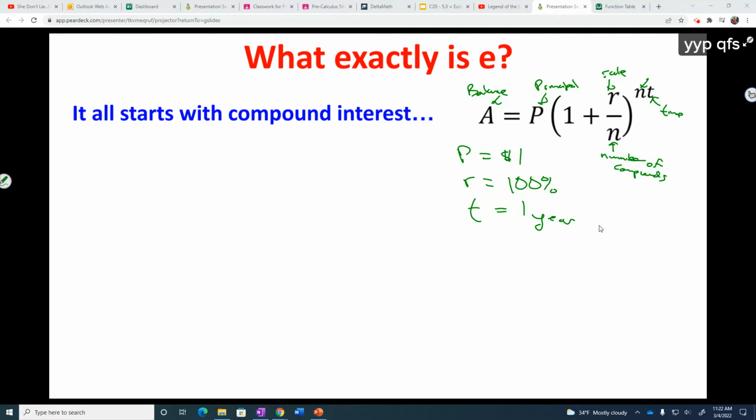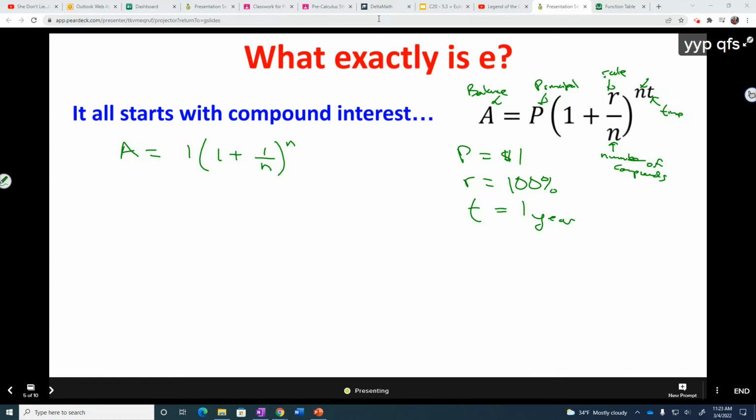So if I were to plug this into this formula, my principal, meaning the amount I put in, is $1. I got 1 plus. My rate is 100%. So the rate is always a decimal, but 100% is 1 as a decimal. We're going to talk about the number of compounds in just a minute. Then I got n up here, the number of compounds, and the time is 1 year, so that would be 1 as well.